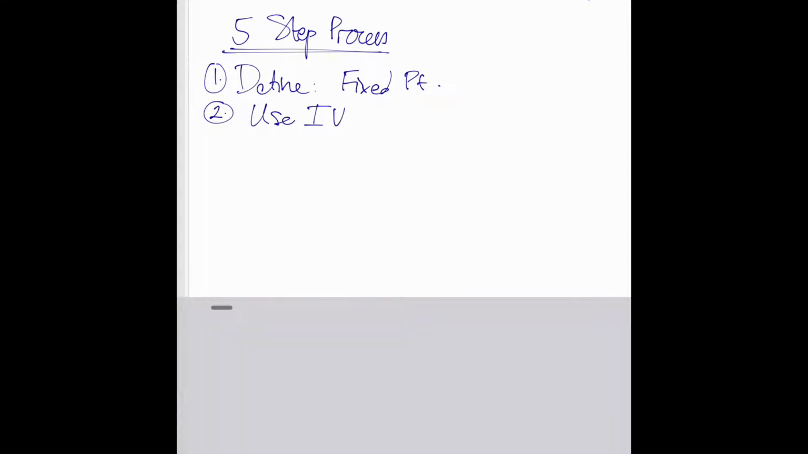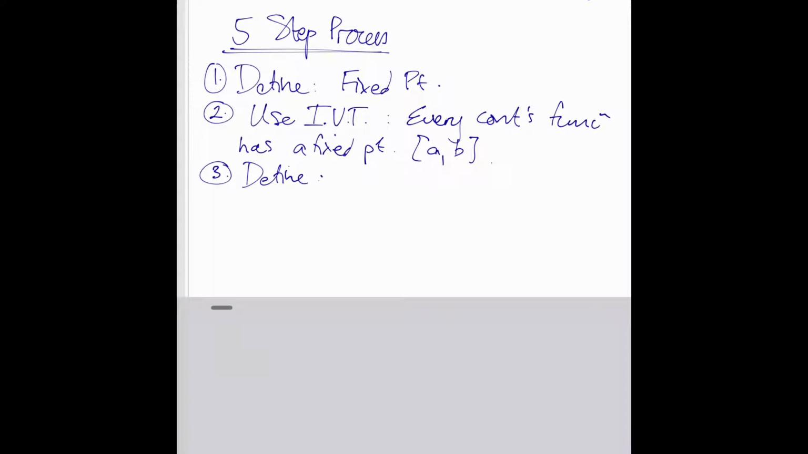We will use a 5-step process for solving Banach's theorem. Firstly, we will define what a fixed point is. Next, we will use the intermediate value theorem to show that every function which is continuous in a range AB has a fixed point in that closed range AB. Thirdly, we will define what a contraction is. Then we will get into Banach's theorem proper.